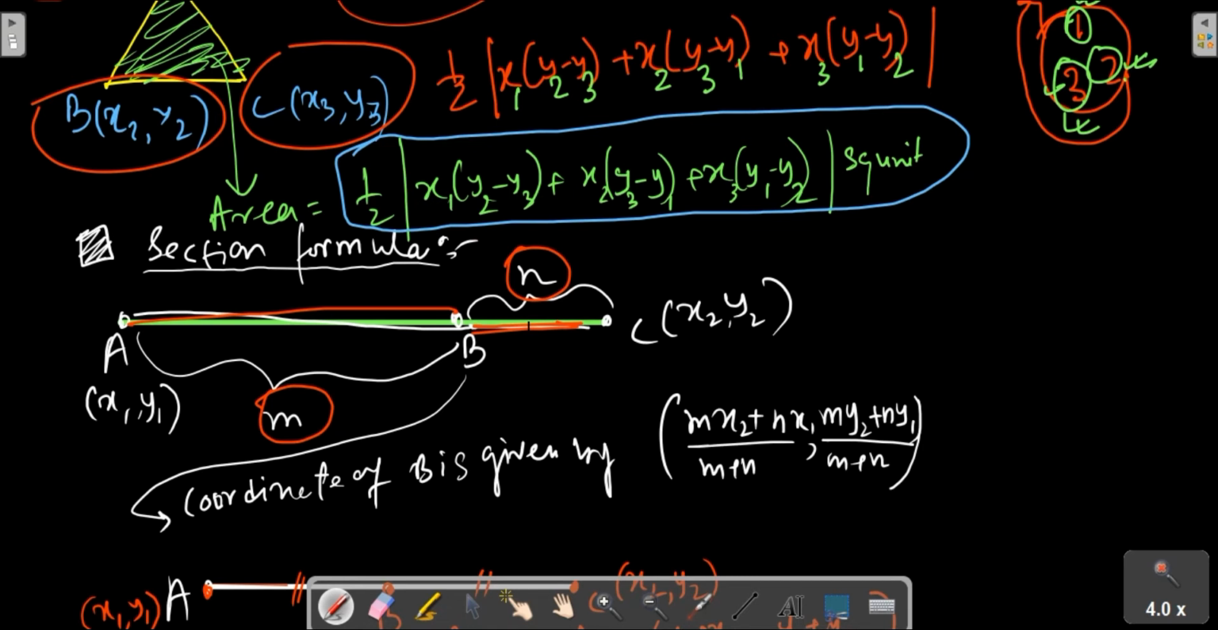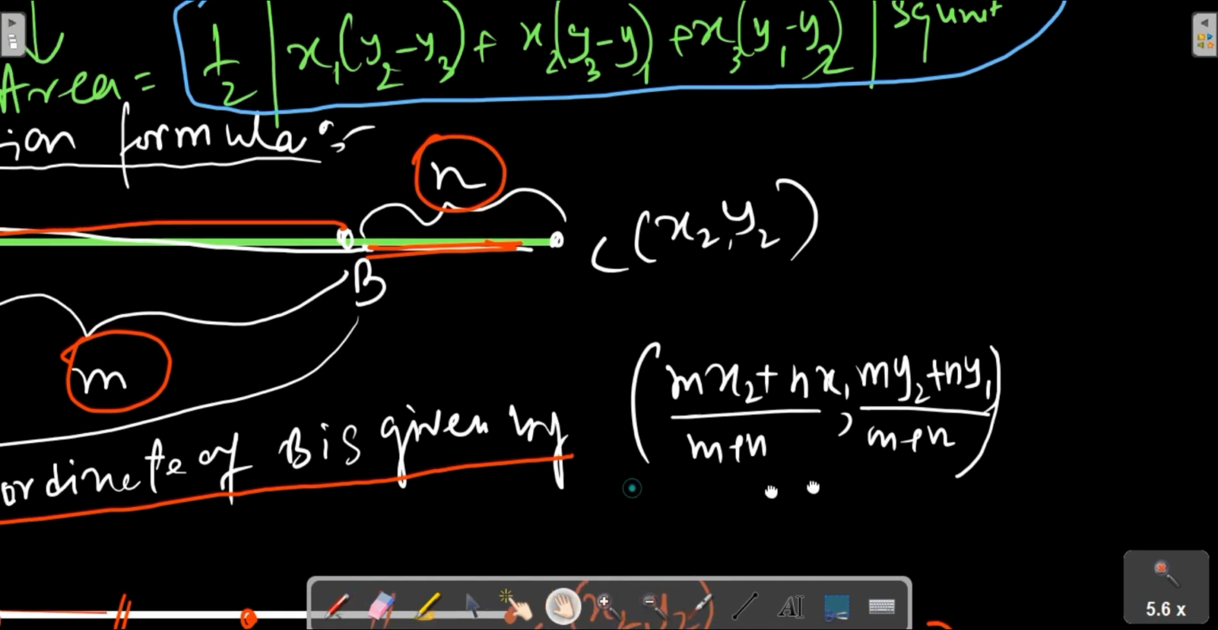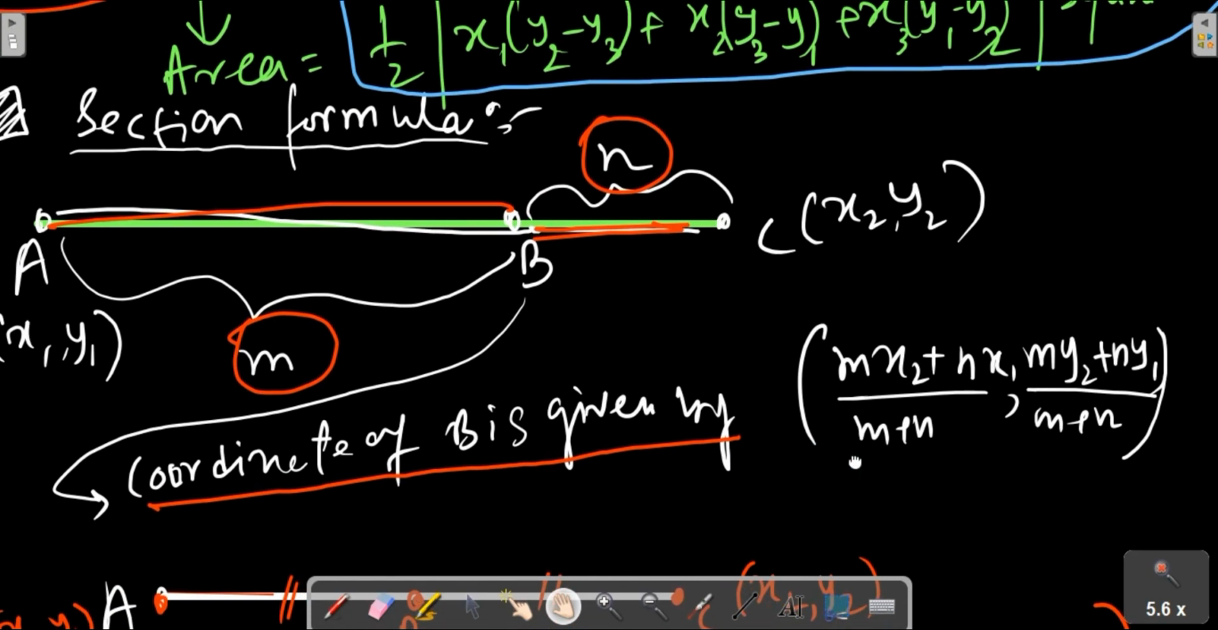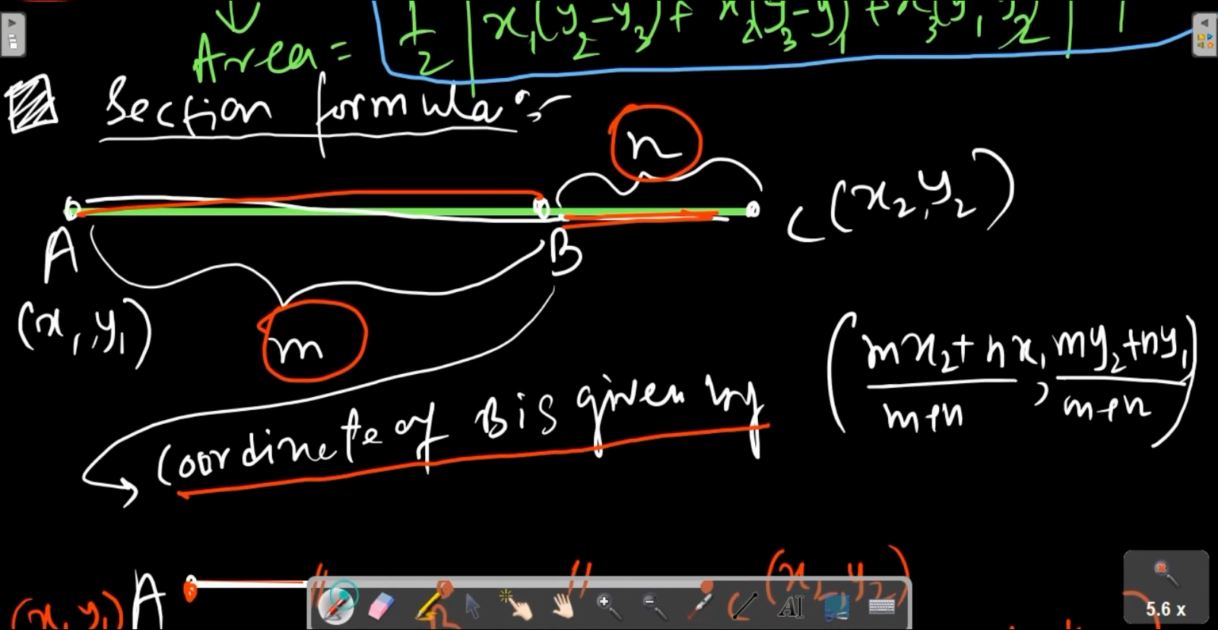Okay, now we will find the coordinate of B. So here also I want to show you one trick. Here you see I already have one formula to find the coordinate of B. Whenever I am finding the x portion of the coordinate, it's mx2 plus nx1 divided by m plus n. First of all I want to show you that this part is similar for both the x part and the y part. So m plus n, m plus n.